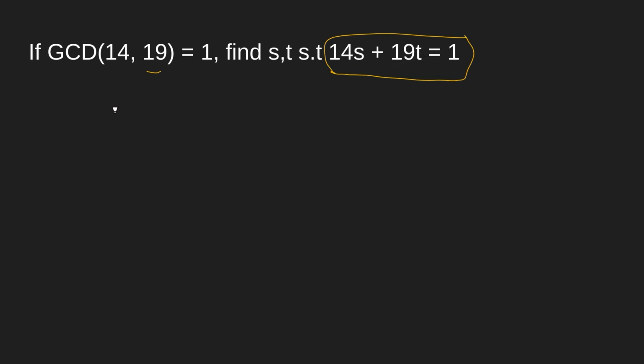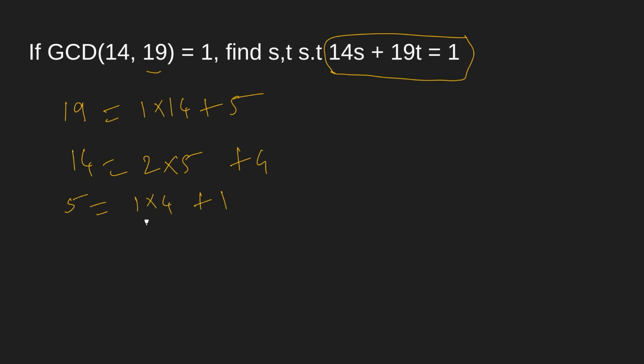So how do we find them? We can do the Euclidean algorithm. 19 is equal to 1 times 14 plus the remainder 5. 14 is 2 times 5 plus remainder 4, and 5 is equal to 1 times 4 plus 1. So 1 is the GCD, because in the next step you would get 4 equals 4 times 1 plus 0, which is not really necessary.